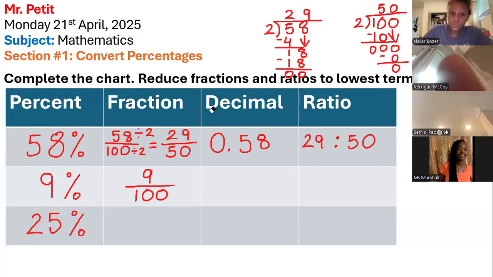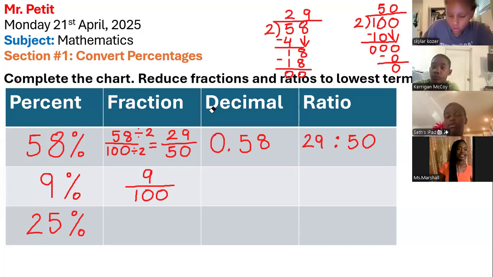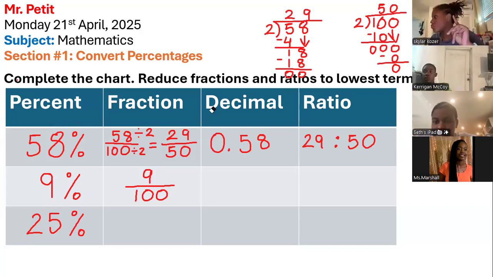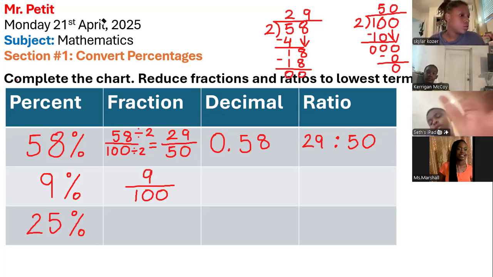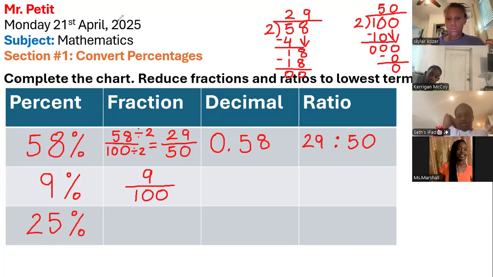Let me see. 9% as a decimal. It is... Give me a second. I'm a little bit rusty. Okay, one second. Yeah, 0.09. That's what you're going to go with. All right, Ms. Marshall said 0.09, and that is correct. It is 0.09. I knew it.